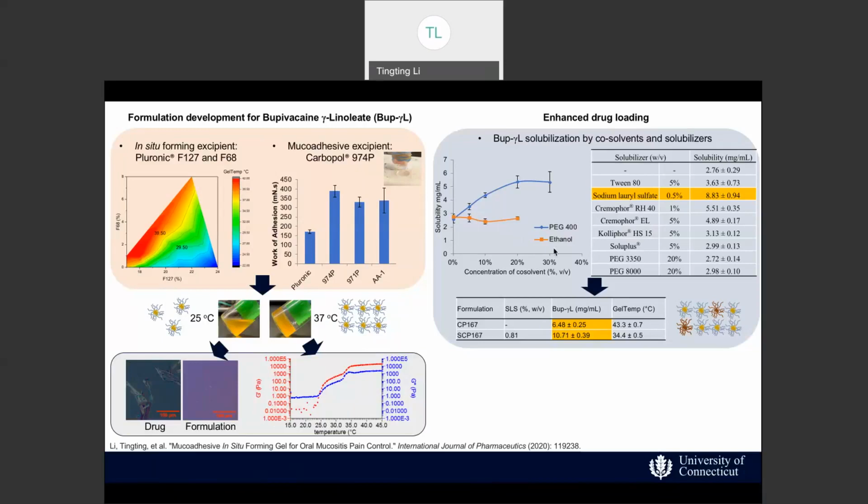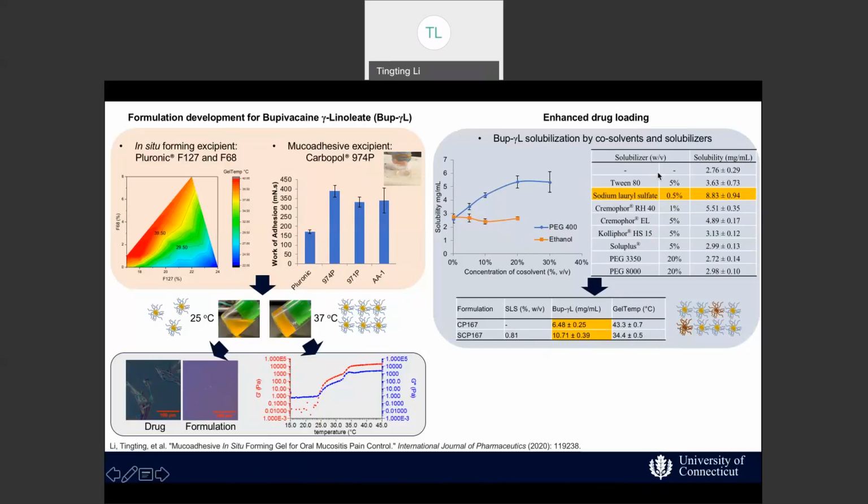As we can see, PEG 400 had a solubilizing effect towards the drug molecule bupivacaine gamma linoleuate, and the maximum enhancement was about 2 times. However, ethanol did not have any solubilizing effect towards this drug molecule in this specific dosage form.